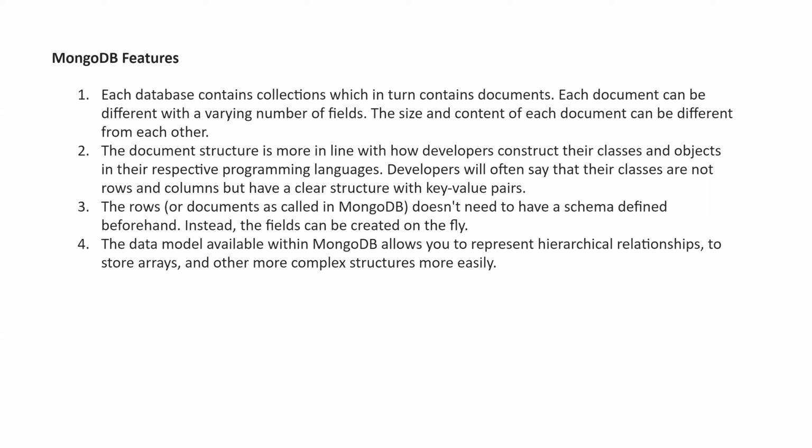So MongoDB, first of all, the features, as we discussed, it's documents. Each database contains collections, which contain documents, and it has a structure as developers construct their classes and objects in their programming languages. It's similar to the JSON structure. Each row or document is called a MongoDB document, and we can create new fields on the fly. The data model within MongoDB allows you to represent hierarchical relationships, as I discussed, and to store arrays and other more complex data structures, which we can create more easily.